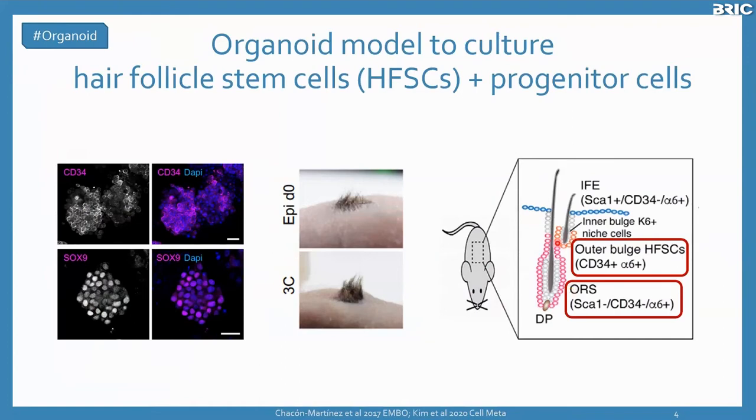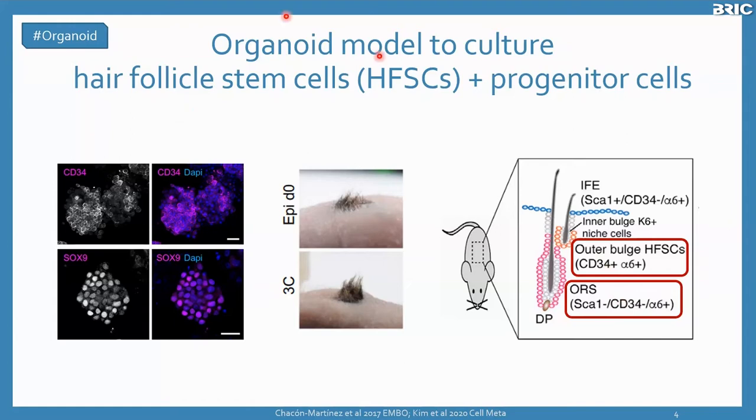Very conveniently, around the time when I started this project, there was an organoid model that was already developed that was able to culture hair follicle stem cells and their immediate progenitor cells. Here you can see that the outer bulge area is where hair follicle stem cells reside, and hair follicle stem cells are marked by CD34 positive, alpha 6 positive. Their immediate progenitors are outer root sheath cells marked in pink here, and they are marked by CD34 negative and alpha 6 positive. So throughout my talk, I will refer to hair follicle stem cells as CD34 positive cells, and I will refer to progenitor cells as CD34 negative cells.